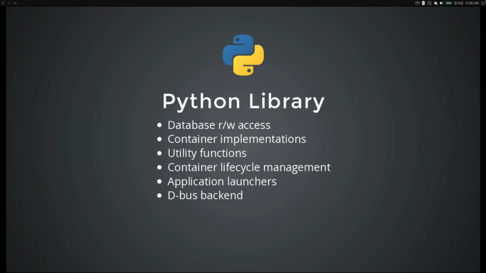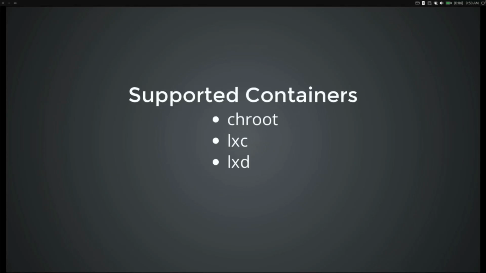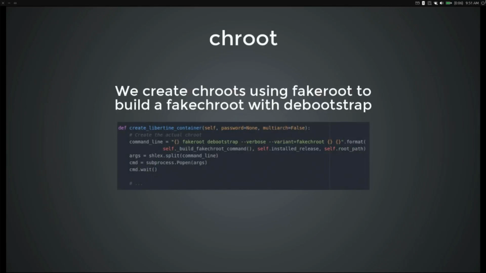Our Python library is the crux of our container management. Of course, it contains an abstraction around the database and utility functions, but the heart of the Python library is abstracting away the process of handling different implementations of Libertine containers, of which we currently support 3 types: Chroot, LXC, and LXD. Chroot is a special case maintained only for use on devices with kernels too old to support LXC or LXD. With a Chroot backend, we use the fakeroot command line tool to create a base Debian system in the user's home directory as a Chroot jail, from which we'll run all of our commands.